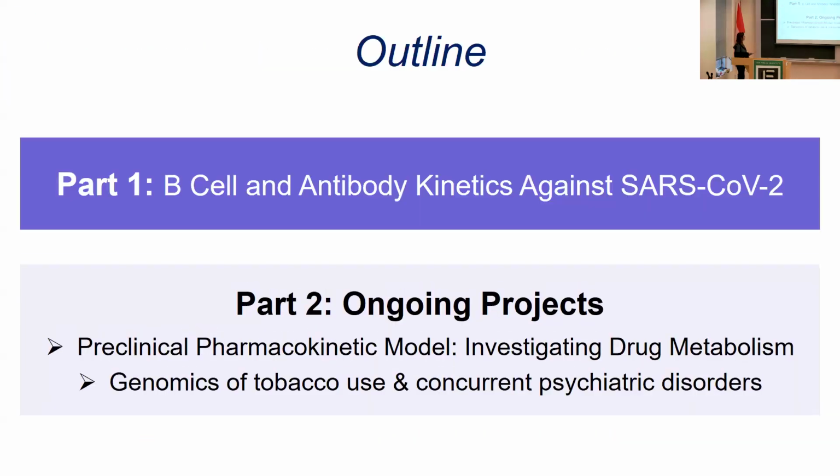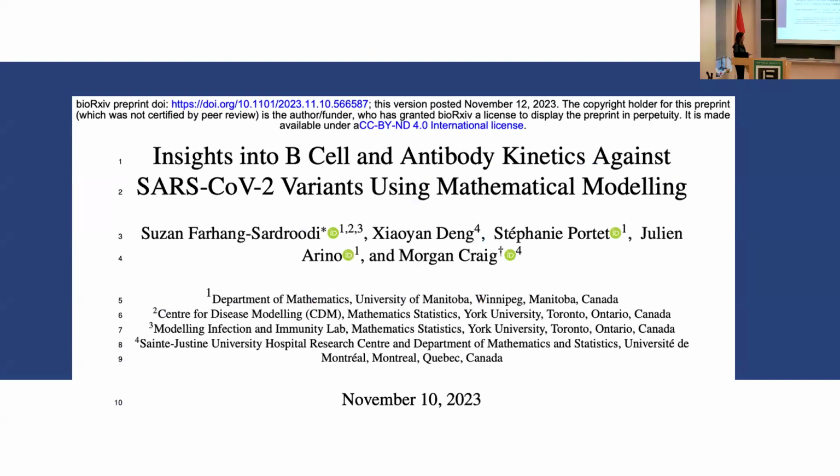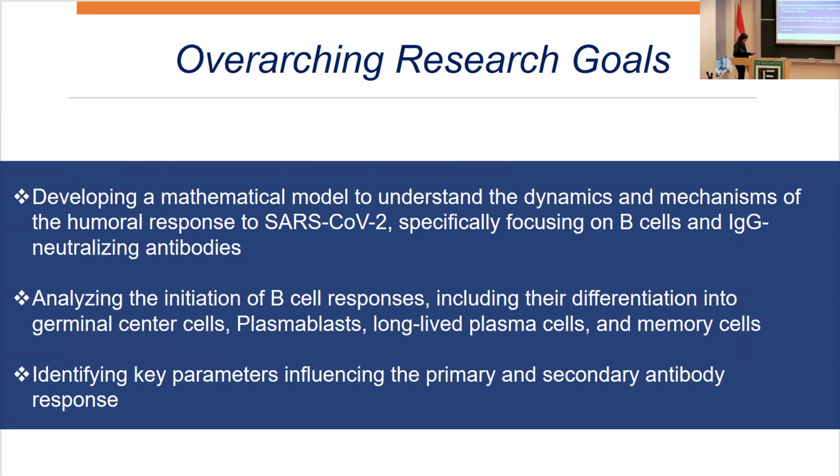So this is our preprint, insights into B cells and antibody kinetics using mathematical modeling. Our aim in this research is to develop a mathematical model to understand the dynamics and mechanism of humoral response to SARS-CoV-2. Specifically, we focus on the B cells and IgG neutralizing antibodies. We analyze the initiation of B cell response, including their differentiation to germinal center B cells, short-lived plasmablasts, long-lived plasma cells, and memory cells. And we are interested to identify the key parameters that are influencing the primary and the secondary immune response.